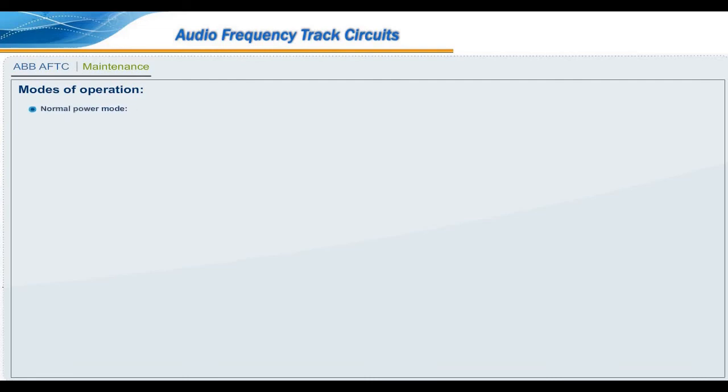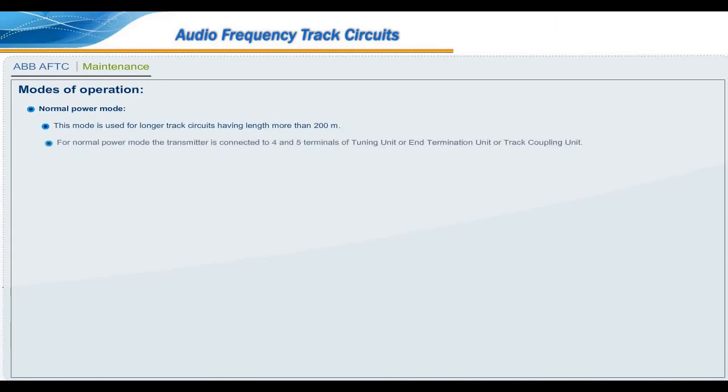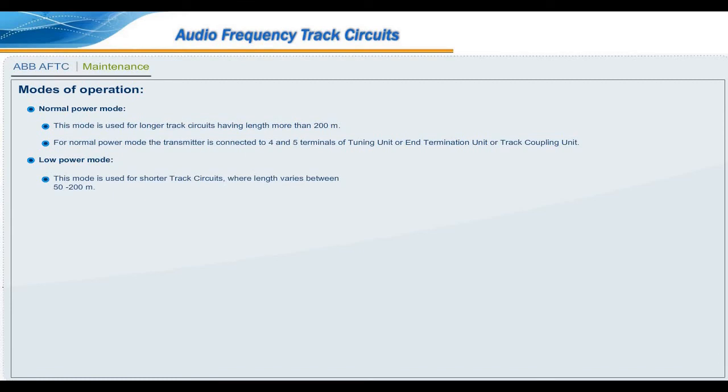Modes of operation. Normal power mode. This mode is used for longer track circuits having length more than 200 meter. For normal power mode, the transmitter is connected to 4 and 5 terminals of tuning unit or end termination unit or track coupling unit. Low power mode. This mode is used for shorter track circuits where length varies between 50 to 200 meter. For low power mode, the transmitter is connected to 1 and 2 terminals of tuning unit or end termination unit.